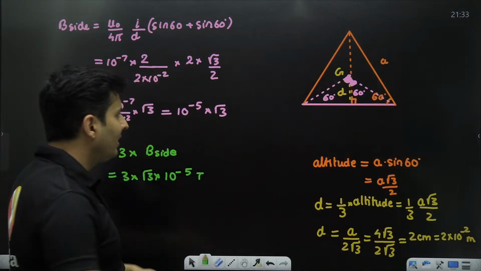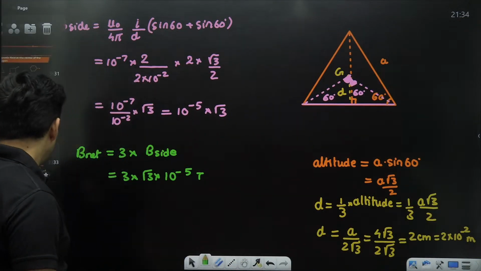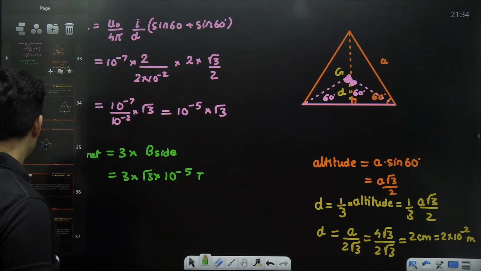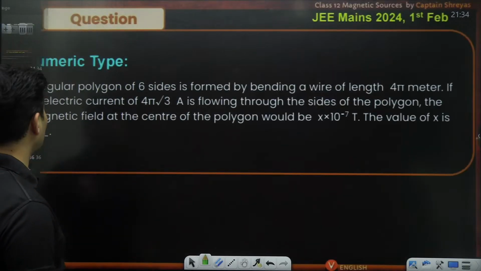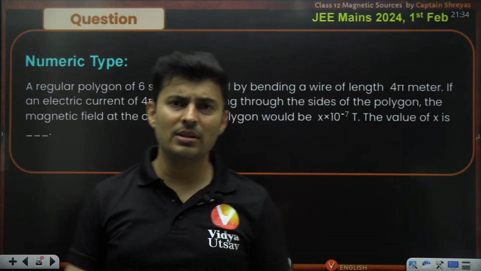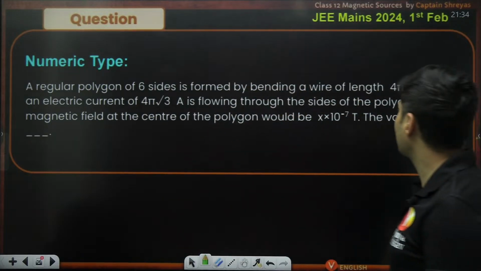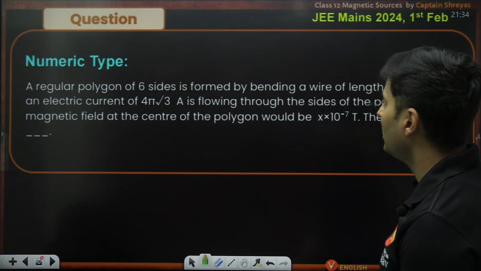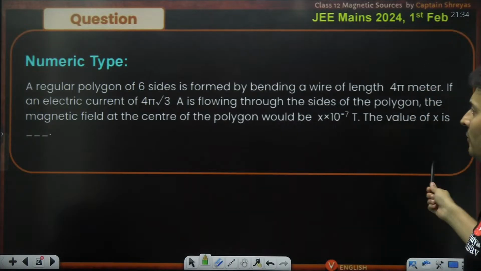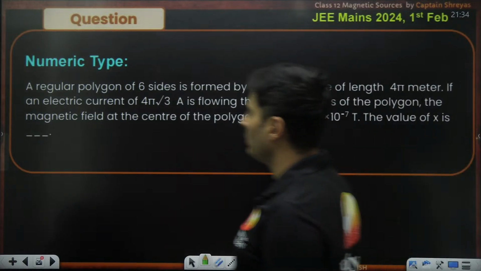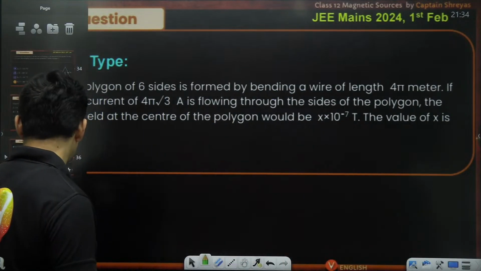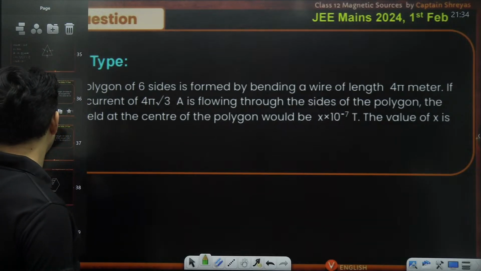So it's all geometry over here, which you need to solve. A triangle is usually the trickiest, but if it is a square or hexagon, it is actually very simple. For example, this is a polygon of 6 sides, bent from a wire of 4 pi meters length. Electric current is also given. Find the magnetic field at the center of the polygon in 10 to the power minus 7 Tesla. So let's do this particular question.